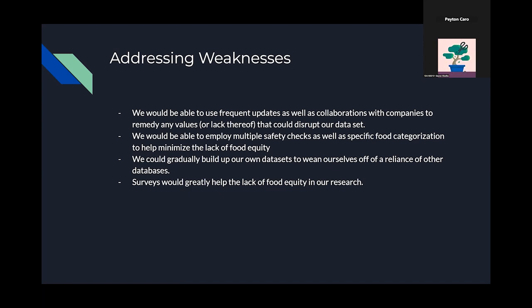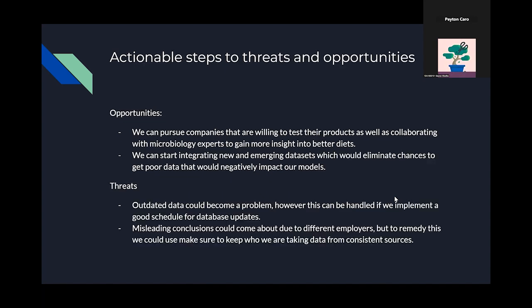Going back to food equity, surveys are always a good thing to have when dealing with this kind of stuff because we have to get user input, which is our actionable steps to threats and what our opportunities are. So our opportunities: we could pursue companies that are willing to test their product as well as collaborate with other microbiology experts. We can gain more insights into better diets. We can start integrating new and emerging data sets, which would eliminate chances to get poor data. We could constantly have new and evolving data going into our data sets.